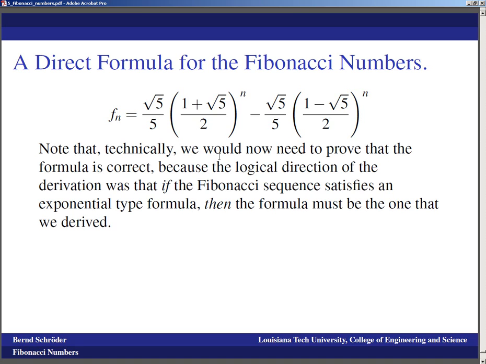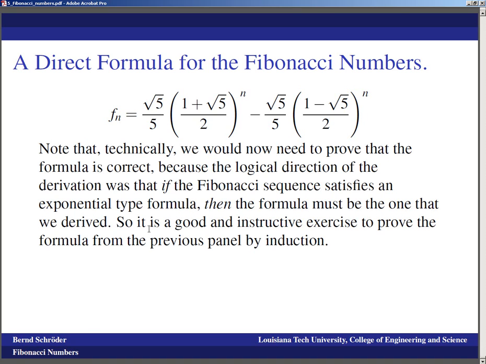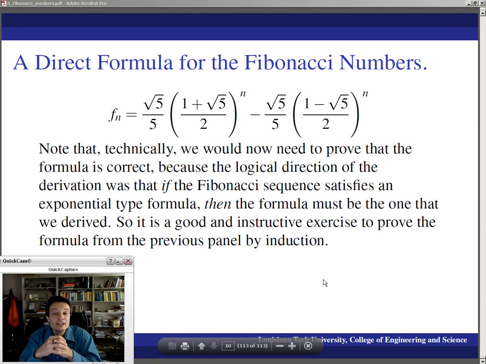Okay, technically, however, we would need to prove now that that formula is correct, because the way the argument works was that the direction of the derivation was that if the Fibonacci sequence satisfies such an exponential type formula, then the formula must be the one that we derived. However, that's a good and instructive exercise to prove that this formula really is the nth Fibonacci sequence by using induction. And because that is a good exercise, and because we are at the end of this presentation, I very happily leave you to that.